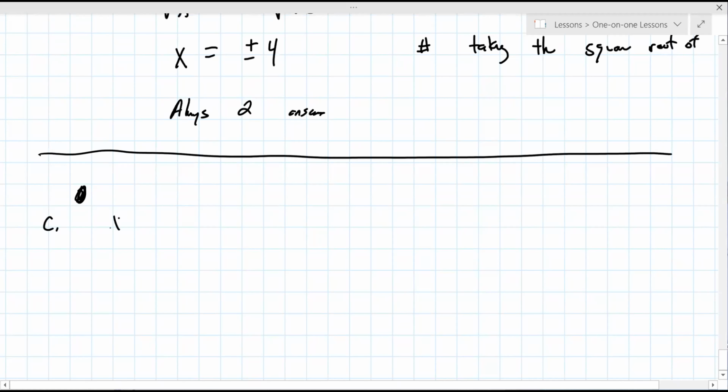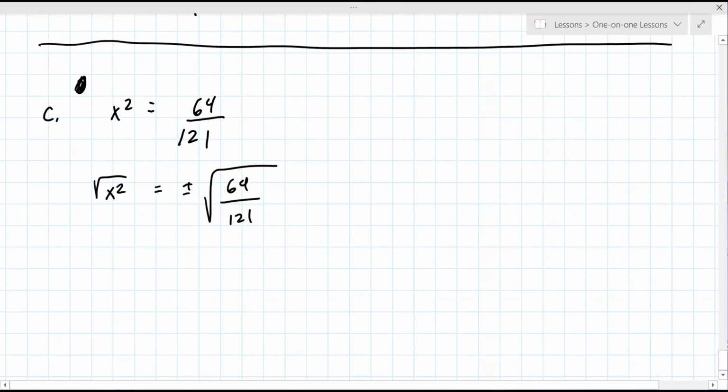C says x squared equals 64 over 121. We're going to come back and do B, but B is slightly different. I don't know why it's in that order. When you take a square root of x squared, it's plus or minus the square root of 64 divided by 121. There is a property of square roots that says this is really the same as the square root of 64 divided by the square root of 121, plus or minus. Have you seen that before?